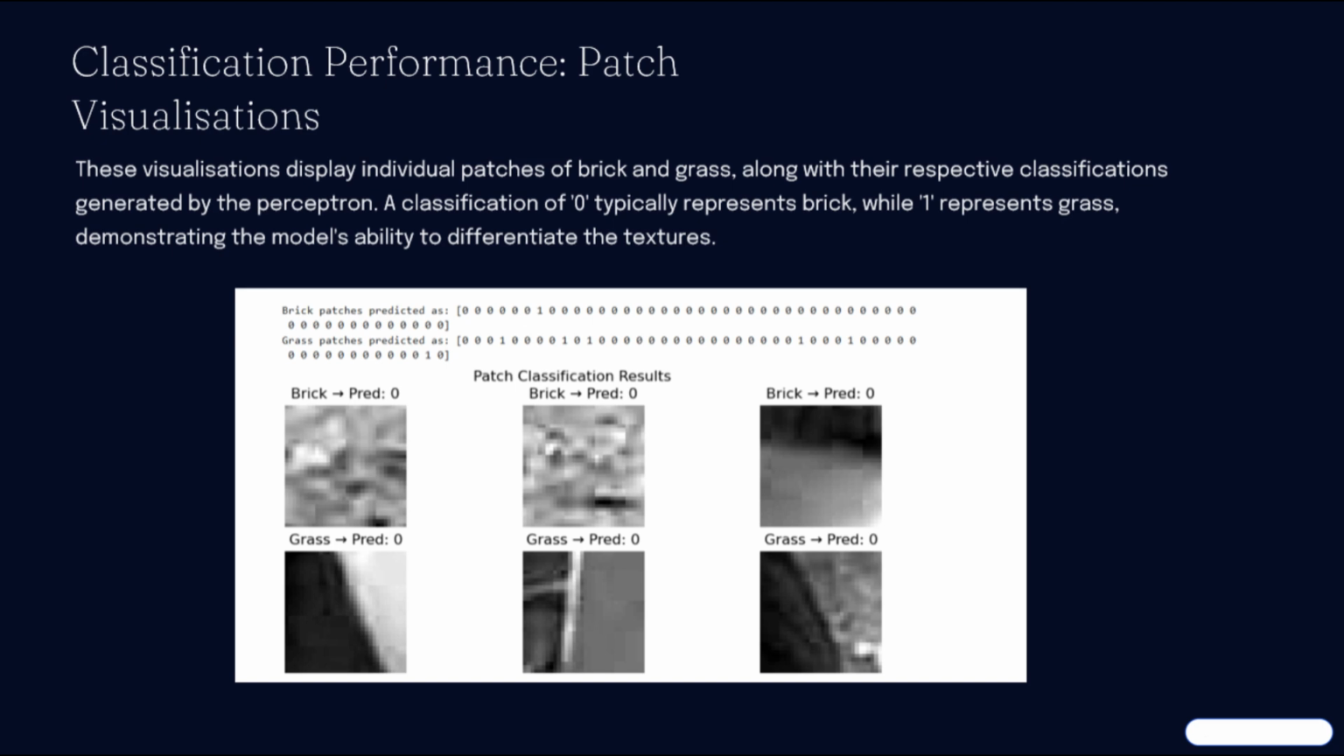From the results, we can see that the Perceptron consistently predicts brick patches as Class 0 and grass patches mostly as Class 1, showing that the model has successfully learned the textural differences. This visual comparison confirms that our GLCM features and Perceptron classifier work effectively in distinguishing the two textures.